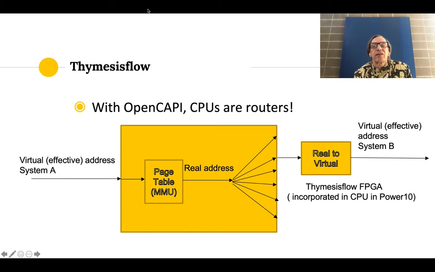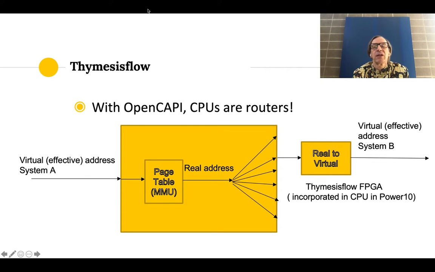Next, let's look at Memory Inception flow. This use of OpenCAPI is based on the observation that with OpenCAPI, CPUs are actually routers. If I come into an OpenCAPI interface with an effective address, the page table within the CPU, through the memory management unit and translation look-aside buffers, etc., will map this to a real address. And that real address, in turn, is mapped to a particular physical location.